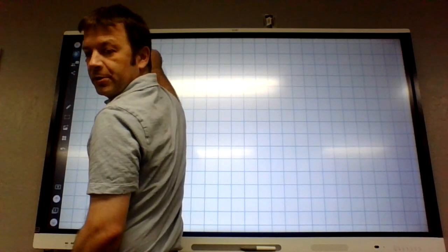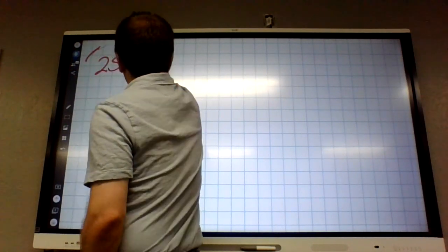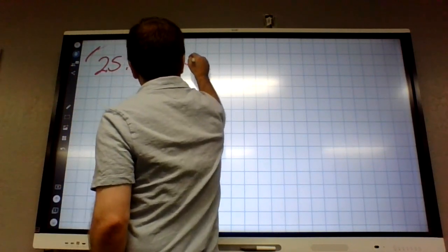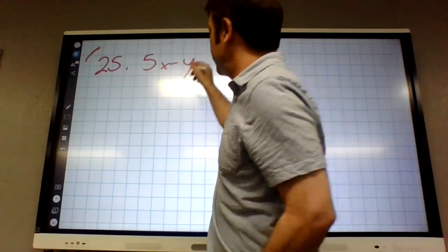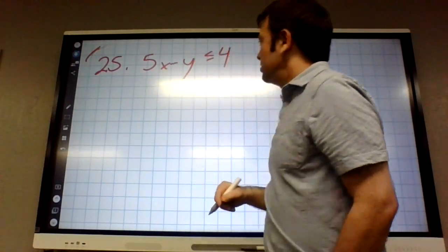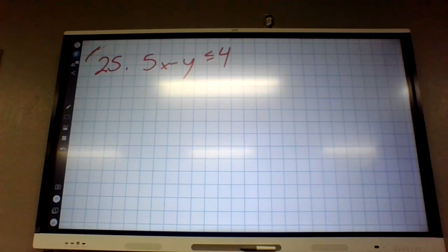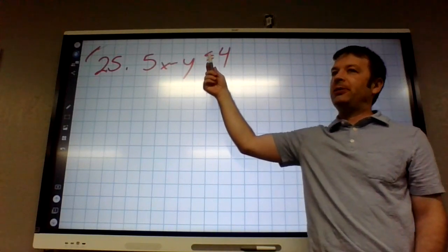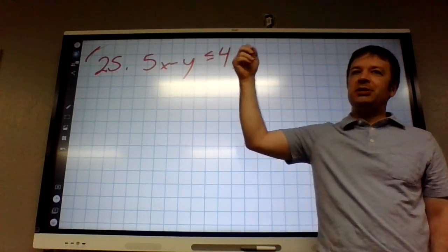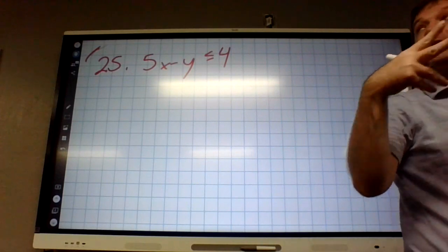Okay, yeah. 5x minus what? Is less than or equal to 4. Negative y. Okay, remember yesterday we graphed some lines, today we're graphing more lines, but what's the difference? Inequality. So that means what? Shading, solid and dashed lines.